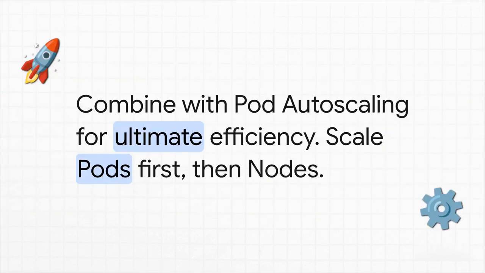Now, here's a crucial point. For ultimate efficiency, you want to pair this with pod autoscaling. The perfect flow is to first scale your application by adding more pods. You only want the cluster autoscaler to kick in and add more infrastructure when you've run out of room for those pods.